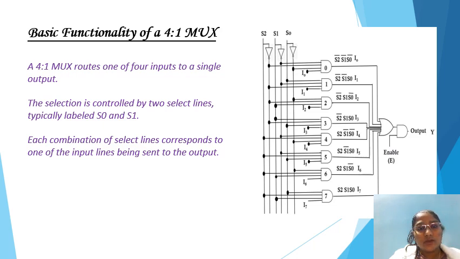A 4:1 MUX routes one of four inputs to a single output. The selection lines are converted into a binary number that corresponds to the input that will appear at the output. For example, if no selection line is chosen, then the binary number is going to be 0 0. The selection is controlled by two select lines, typically labeled S0 and S1. Each combination of the selection lines corresponds to one of the input lines being sent to the output.